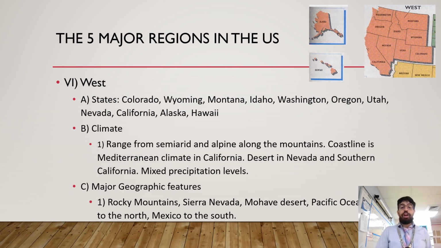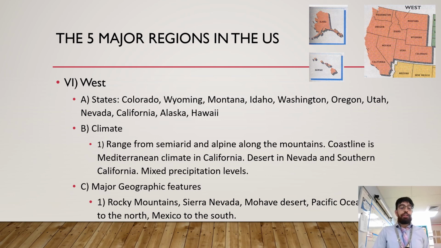As in some places get a lot of rain, like Washington and Oregon. Some places get very little rain, like Nevada, parts of Southern California. And some places get a moderate amount of rain, like parts of Wyoming and Colorado.